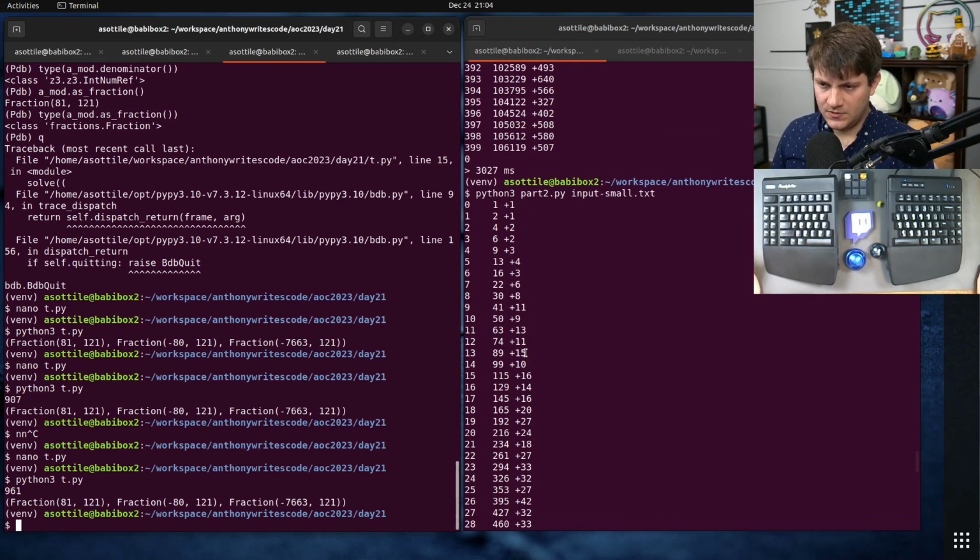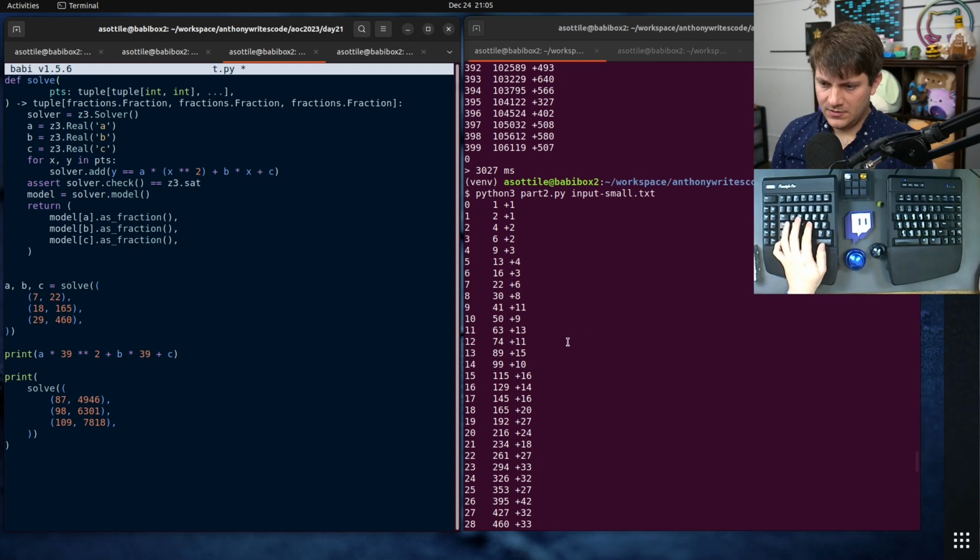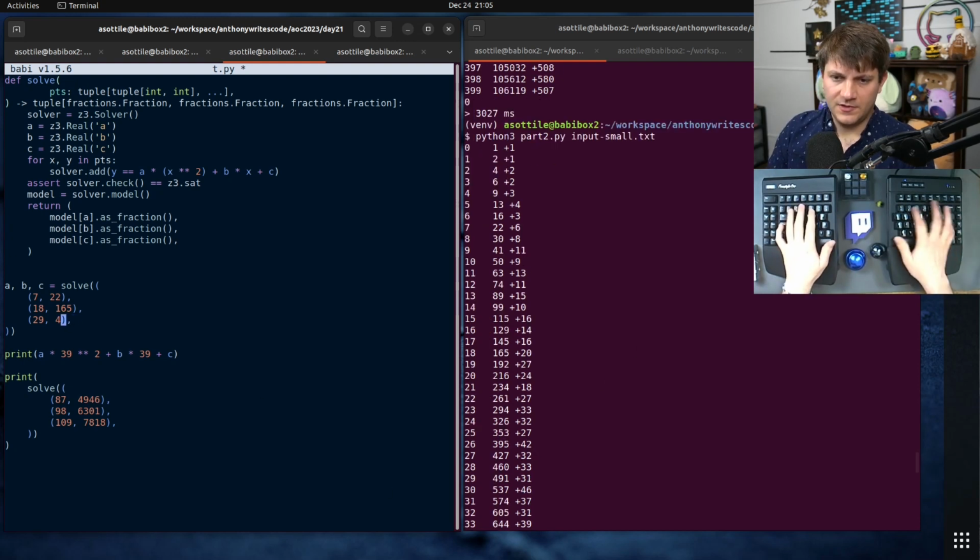Okay, so my hypothesis is not correct. I guess we'll just keep trying them and see where we get the right value. It's kind of slow to do though, and computers could do this much faster. But fuck it, we're already here. We'll just do it this way. 18 and 165, 29 and 491.